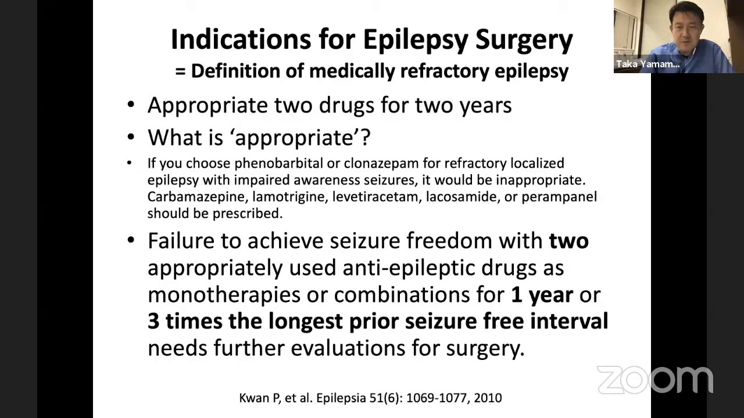And now the period of observation is getting shorter and shorter. So now it is the failure to achieve seizure freedom with two appropriately used anti-epileptic drugs. This is the same two drugs, but the observation is 1 year or three times the longest prior seizure-free interval. That means if the patient has been seizure-free for 3 months, then if the patient cannot get seizure freedom for 9 months, then the patient goes for further evaluation and for epilepsy surgery.